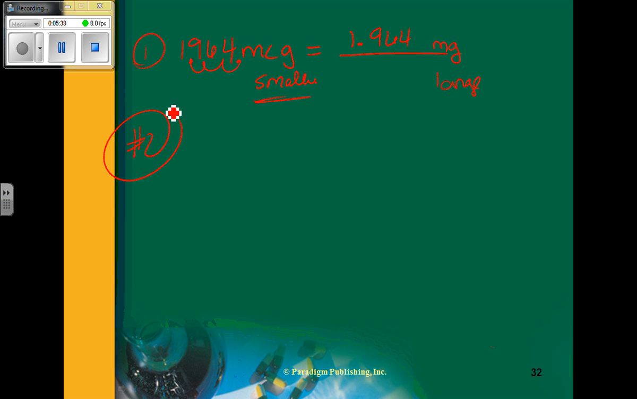Number 2, again, we're going to use moving the decimal just to give you some practice here. 418 milligrams, you want to go to grams, which is larger, so you're going from smaller to larger, so you're going to move it to the left. 1, 2, 3. So you have the decimal in front of the 4, so it's 0.418. Because it is no longer a whole number, you're going to add the 0 in front of the decimal.